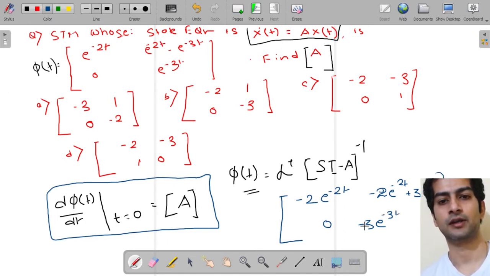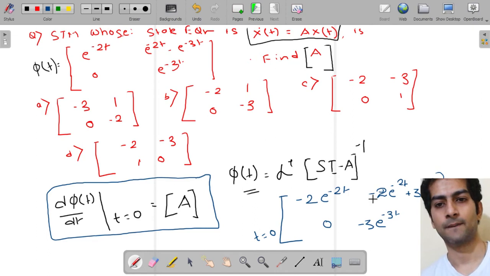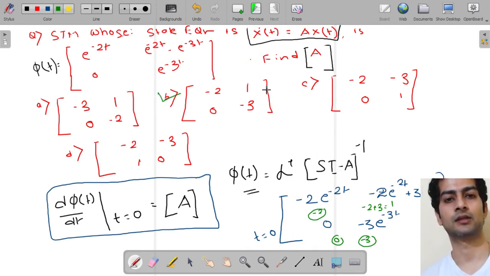Now let me write it here. If I put t is equal to 0, then what will we get? We will get here minus 2. Let's check it from the options. Minus 2, minus 2. Here we will get minus 3. Here is 0 only. Here we will get minus 2 plus 3, which means 1. So we get minus 2, 1, 0, minus 3. This will be the right answer.